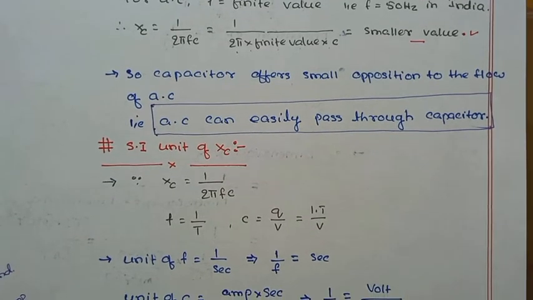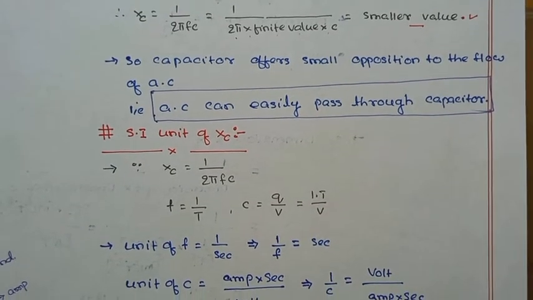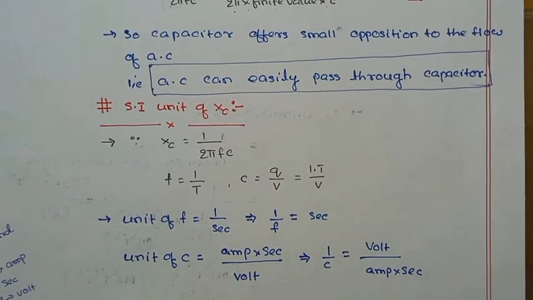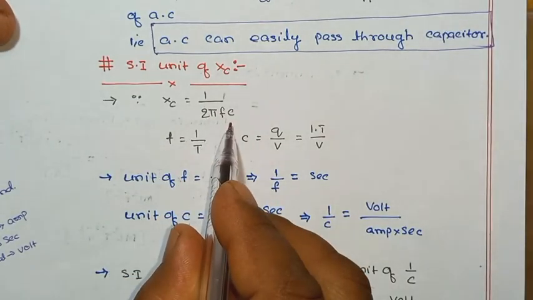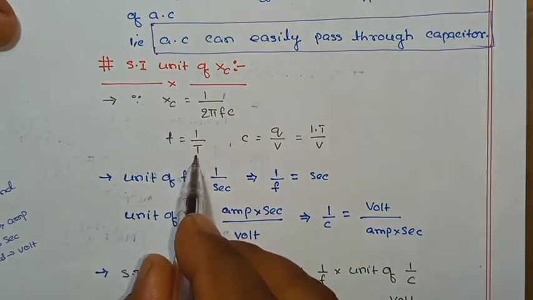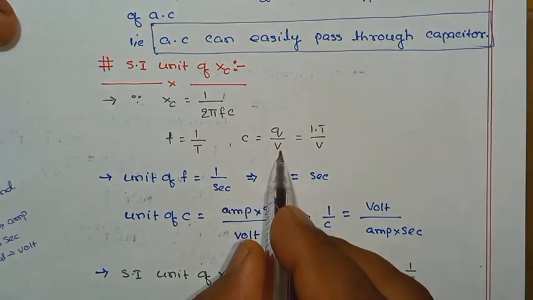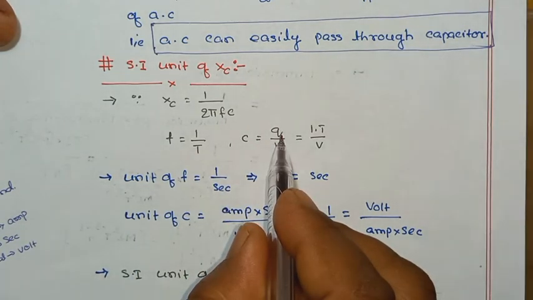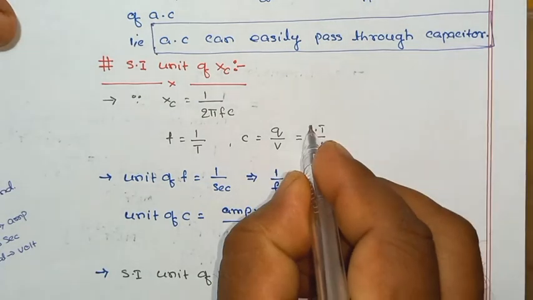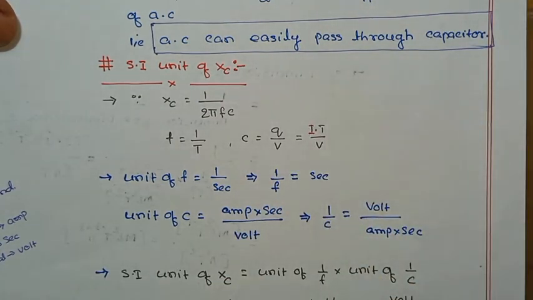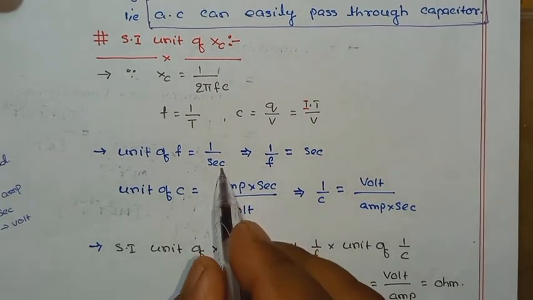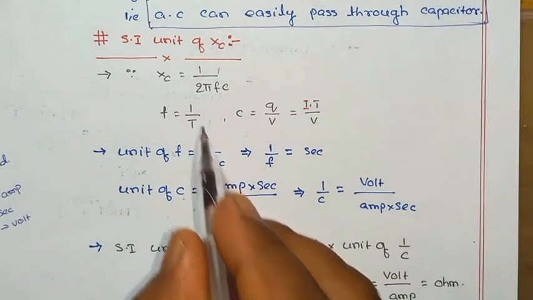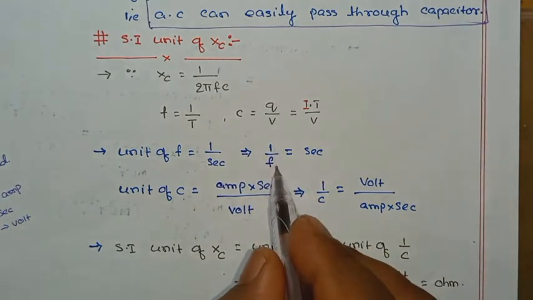Now we will learn how to derive the SI unit of Xc. We know Xc is equal to 1 by 2 pi Fc. We know F is equal to 1 by T. C is equal to Q by V. And Q is also written as IT. Therefore, C is equal to IT by V. The unit of F is 1 by second because time period is measured in second. So, 1 by F will be second.